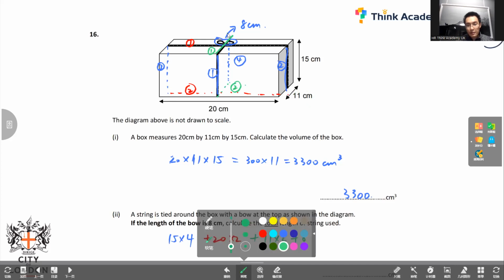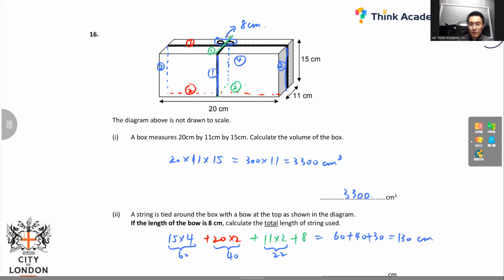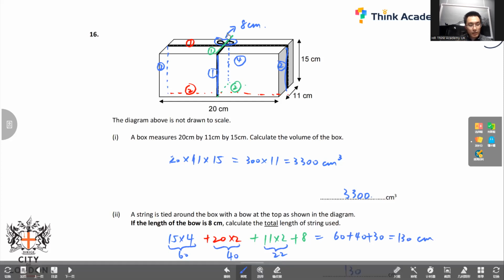That should give us the correct answer, which is, this is 60. This is 40. This is 22. And this is 8. And 22 plus 8 is 30. So this equals 60 plus 40 plus 30. 60 plus 40 is 100, and 100 plus 30 is 130 centimeters. Remember the units. So that's question number 16, and we can move on.